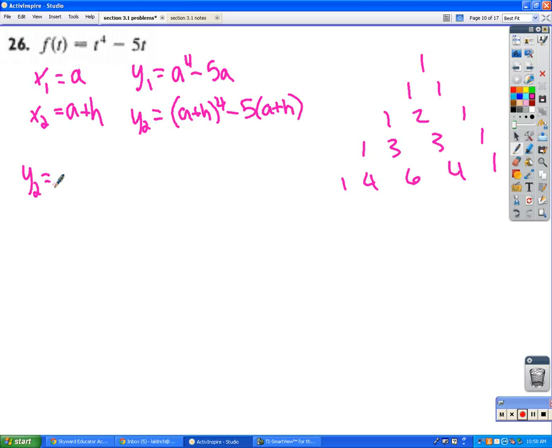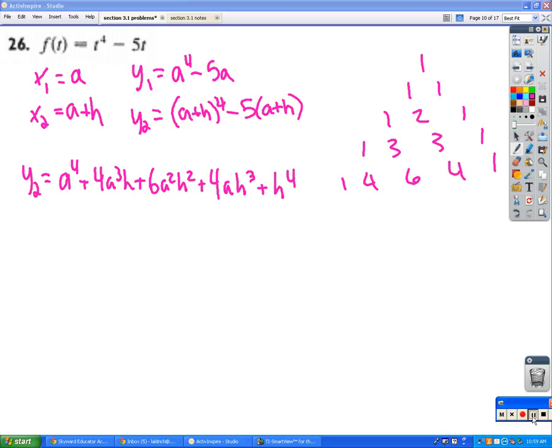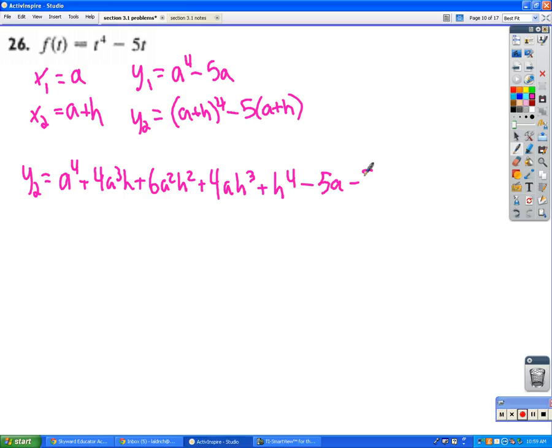So A plus H to the fourth is going to be A to the fourth plus 4A to the third H plus 6A squared H squared plus 4AH cubed plus H to the fourth. Okay, so far so good. But that was only the A plus H to the fourth part, so that's still minus 5A minus 5H.